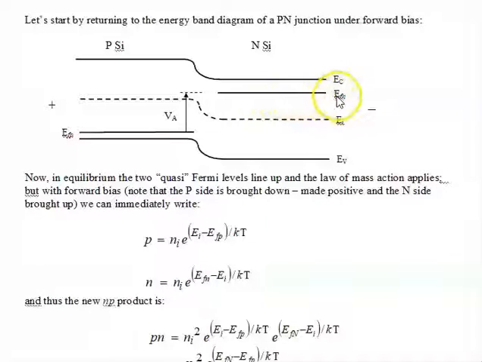The quasi-Fermi level on the N side is above E sub i, which is why this is reversed here. E sub Fn minus E sub i. So this is a positive number also. Let's say it's about 0.42 eV. So we have the same number, more or less, of electrons and holes.